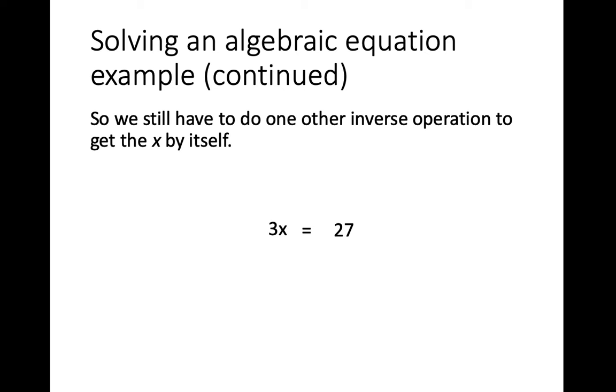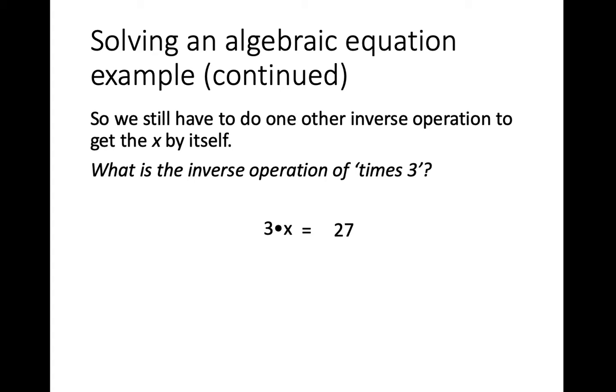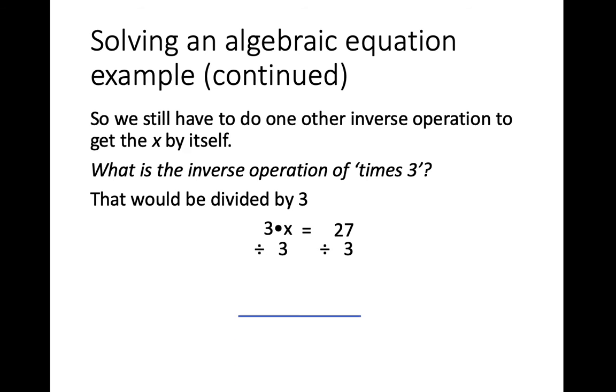I'm going to replace the 3x with 3 times x, so we remember that it's multiplication. And then I'll ask, what is the inverse operation of times 3? Well, clearly that would be divided by 3. So we will divide both sides of this equation by 3 and simplify. When we do that, we're going to get x equals 9. 3x, which is 3 times x, divided by 3 is x, and 27 divided by 3 is 9.